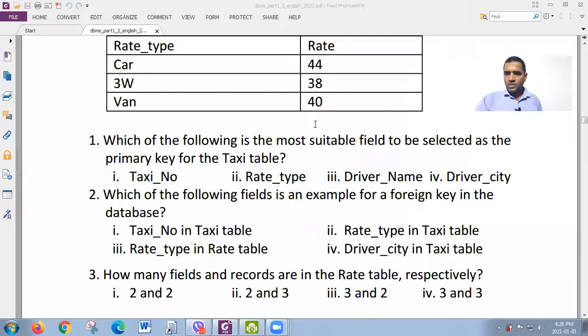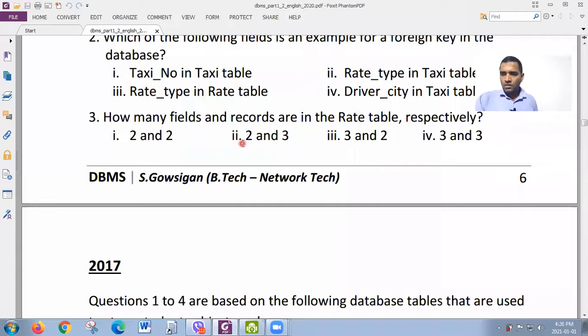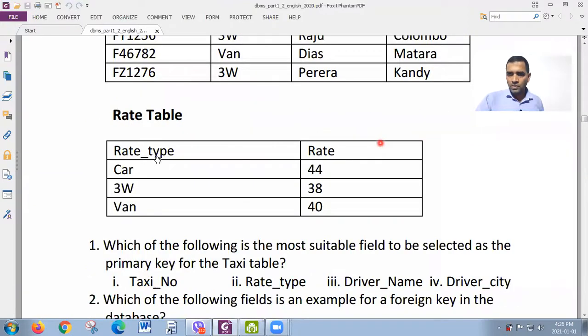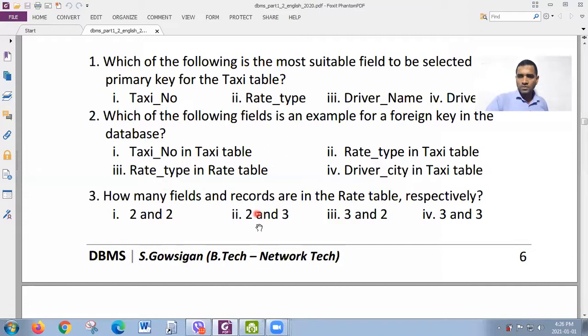Right, third one. How many fields and records are in the rate table respectively? It's too easy. How many fields and records in rate table? Have a look at the rate table. You have two fields and three records. Columns are fields, right? Rate type is one field, rate another field. So you have two fields. Every row which has data is record. So this is one record, here another record, here record. So two fields, three records, 2, 3. That's the answer, 2, 3, second answer. Okay.